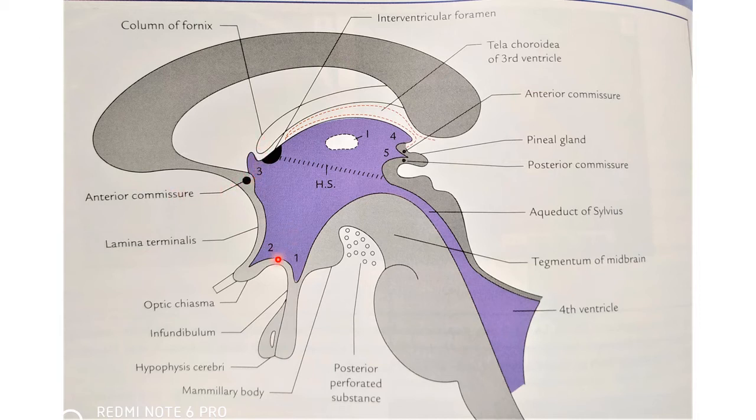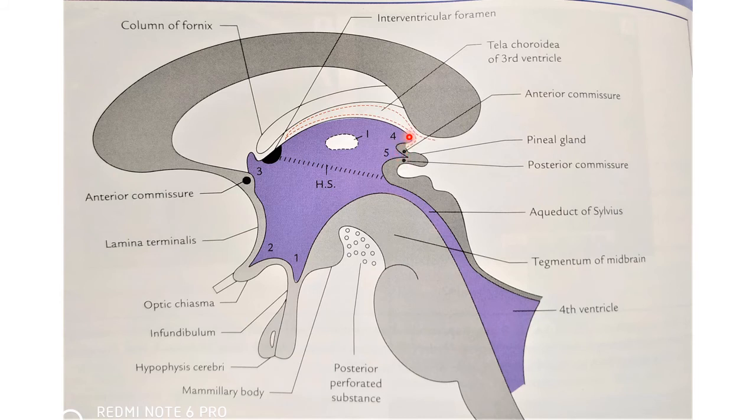So there are about three recesses we can identify: the vulva of the ventricle, then the optic chiasmatic recess, and then the infundibular recess. Posteriorly we can identify two recesses: one is the suprapineal recess and the other is the pineal recess.